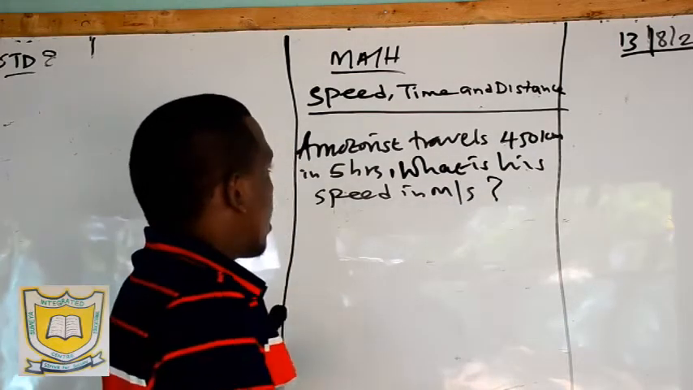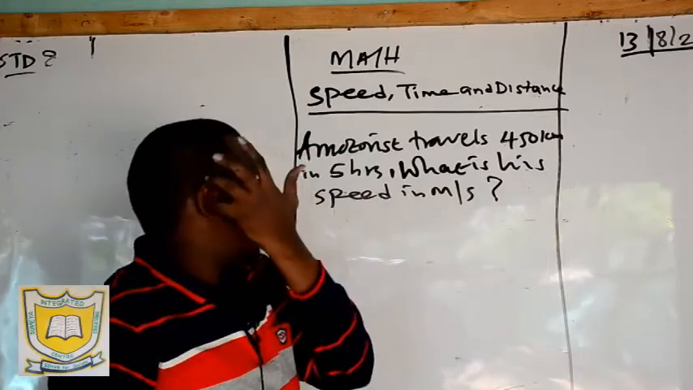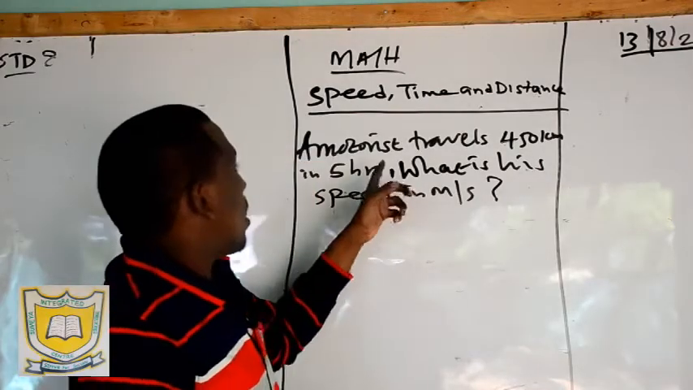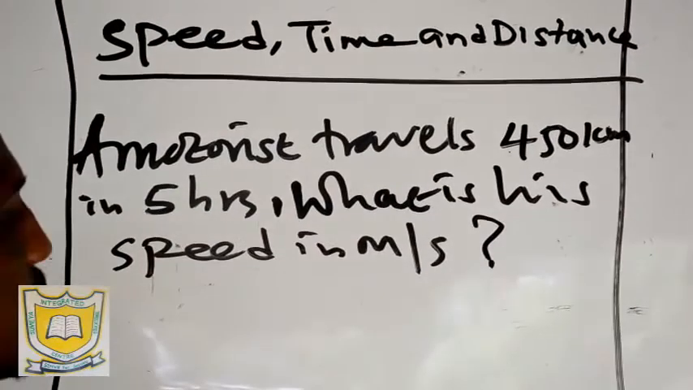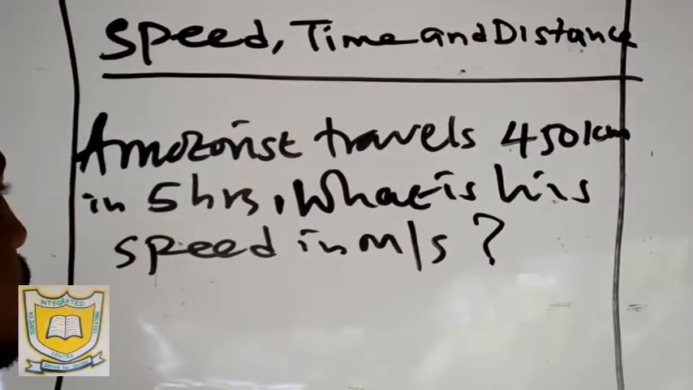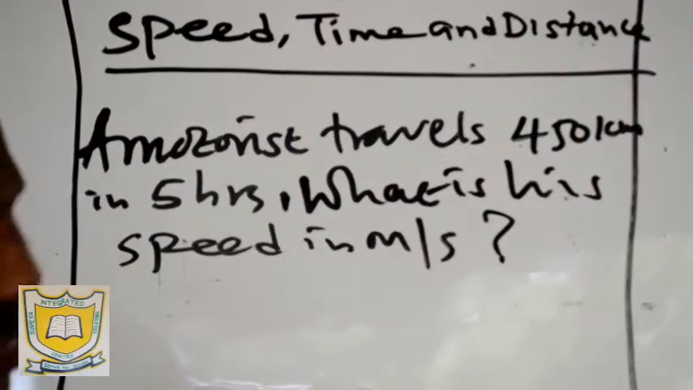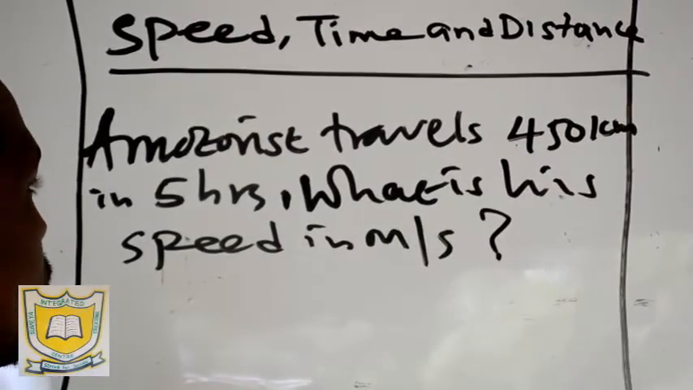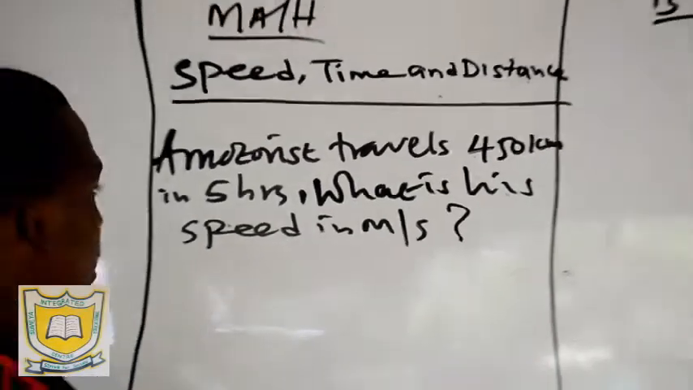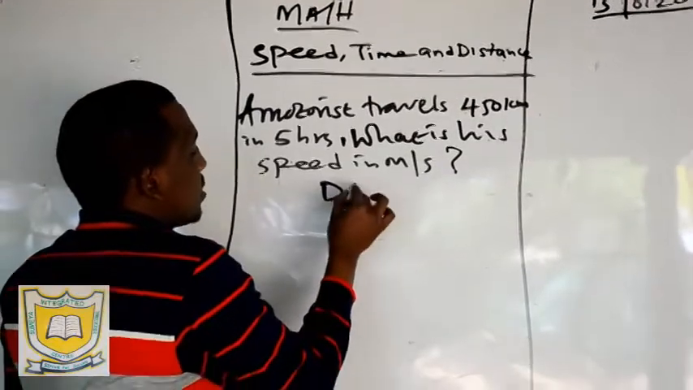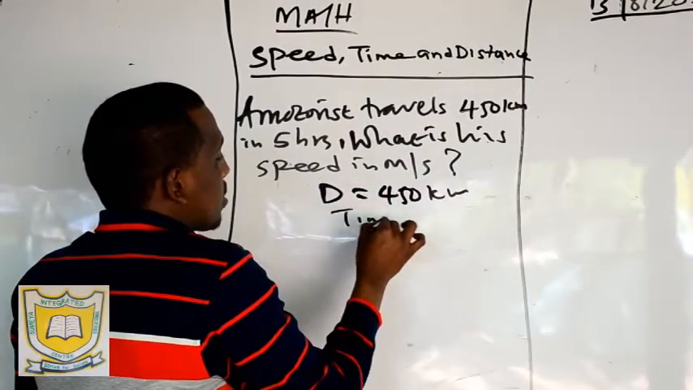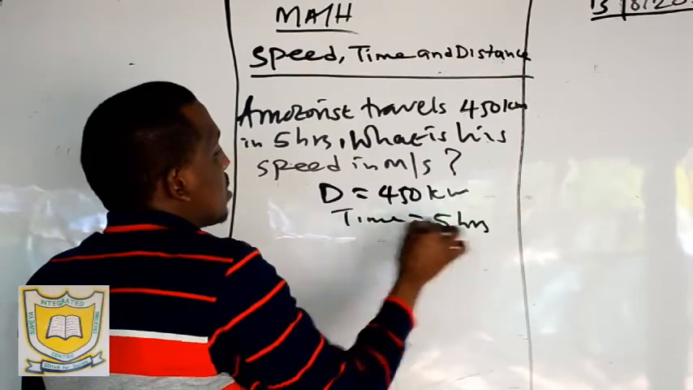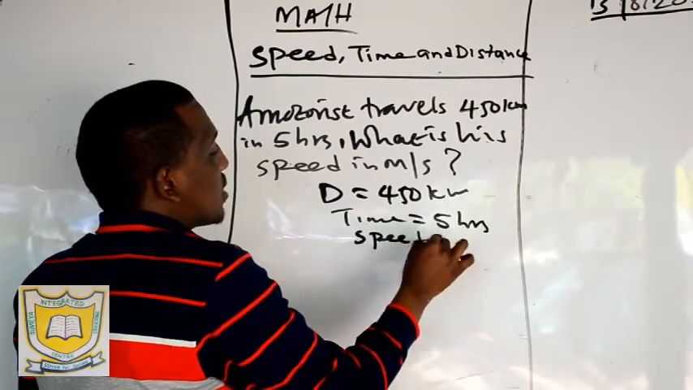So, it's the same thing we did the other day. We are given the distance and we have the time. We have to get the speed now. How do we get the speed? Speed is equal to distance over time taken. So I'm given the distance, 450 kilometers. I have the time, 5 hours. I'm lacking the speed. Let us get the speed.